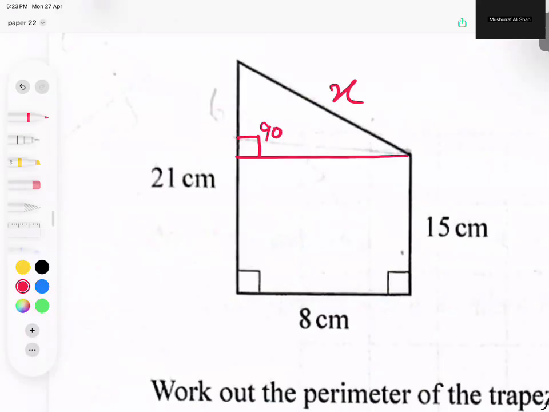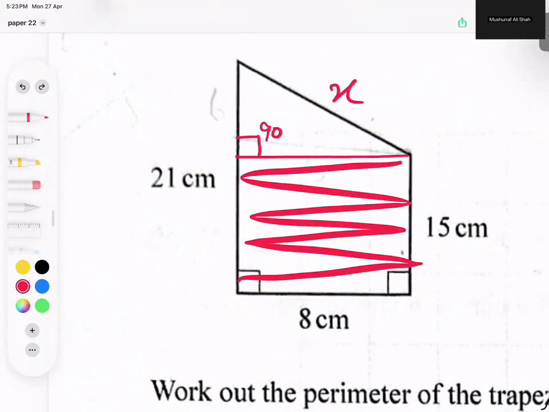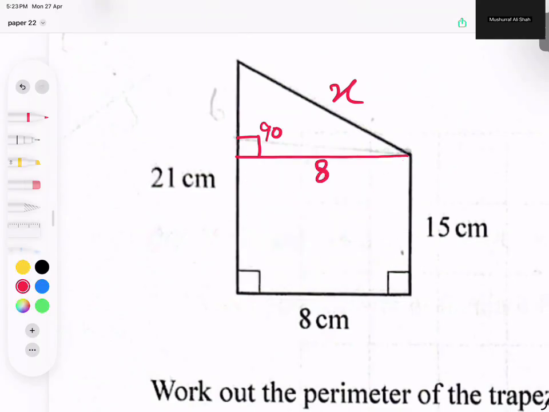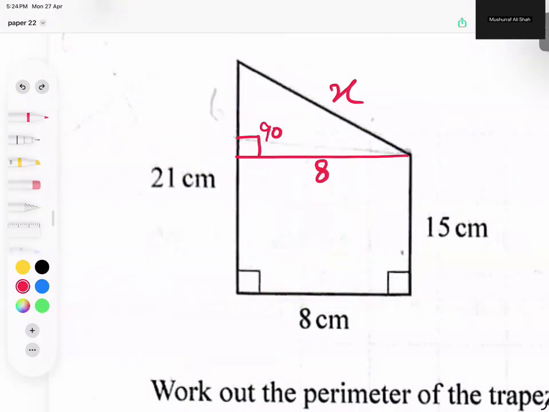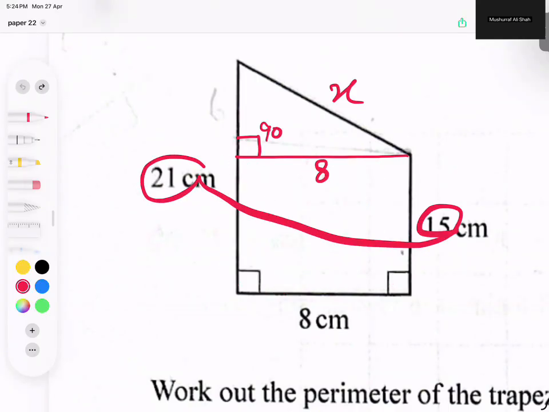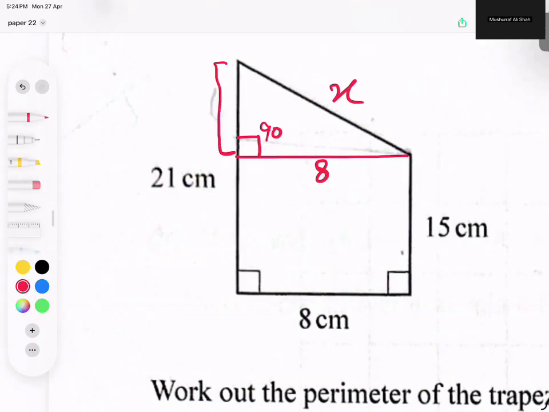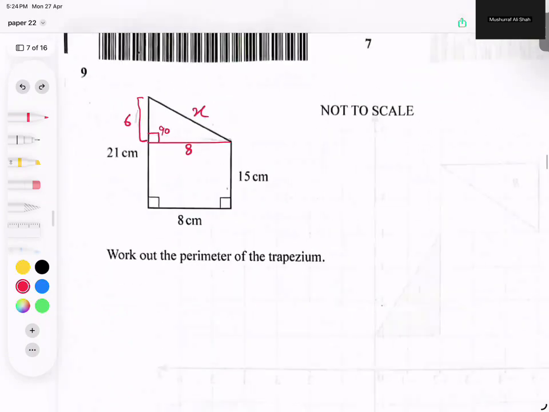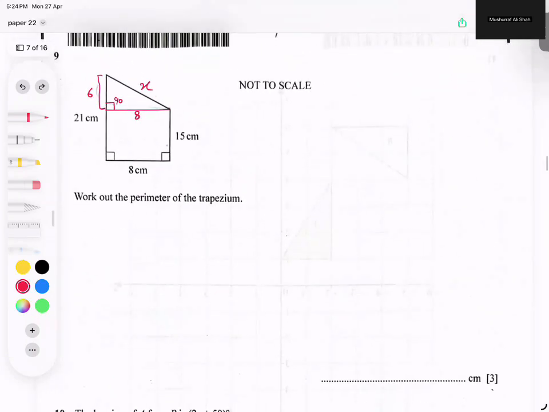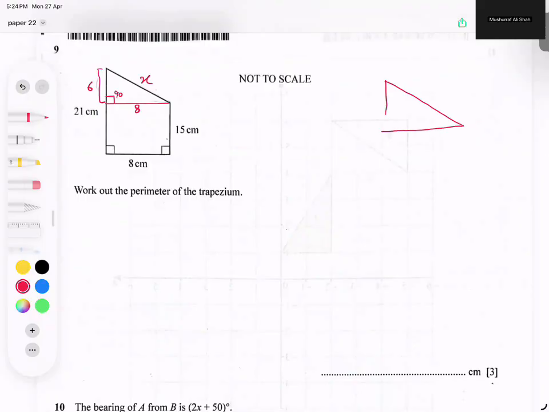Now, interesting, this is 8. So this gap 8, 8, 8, so 8. This is 15, so 15, 15, so this is 15, students, basically. And out of 21, subtract 15, we get 6, and this gap is 6. Now I'm going to use the Pythagoras theorem on 6, 8, and x. I think you understood very well how I have broken this idea.